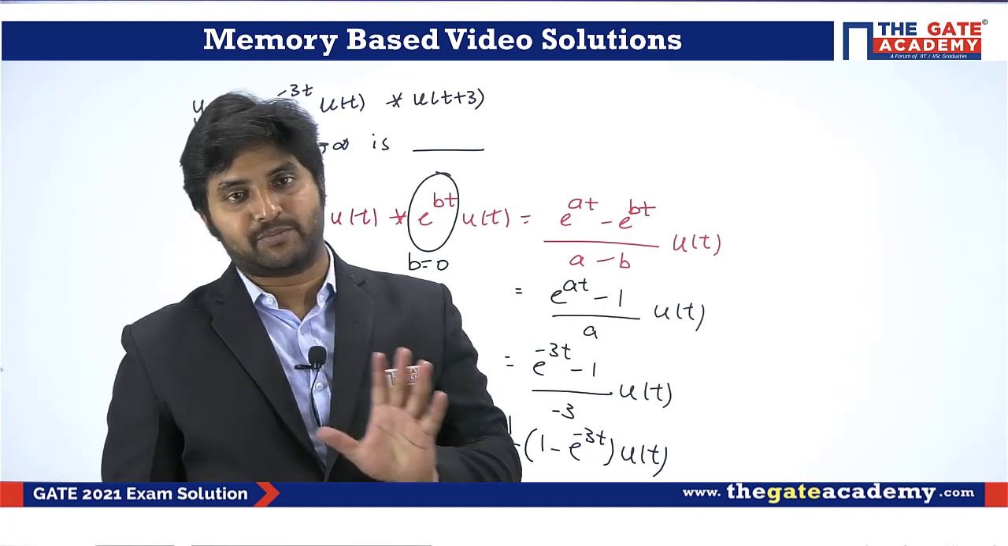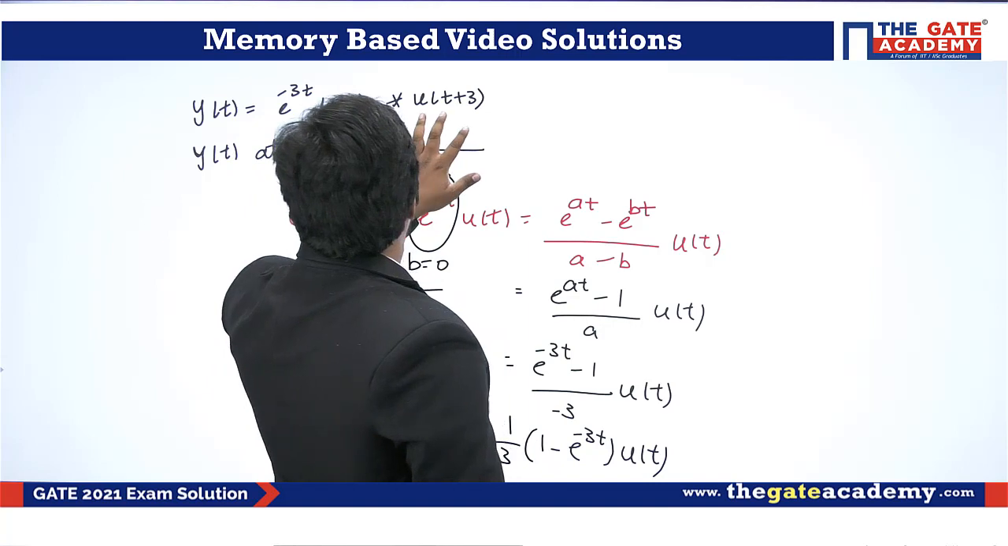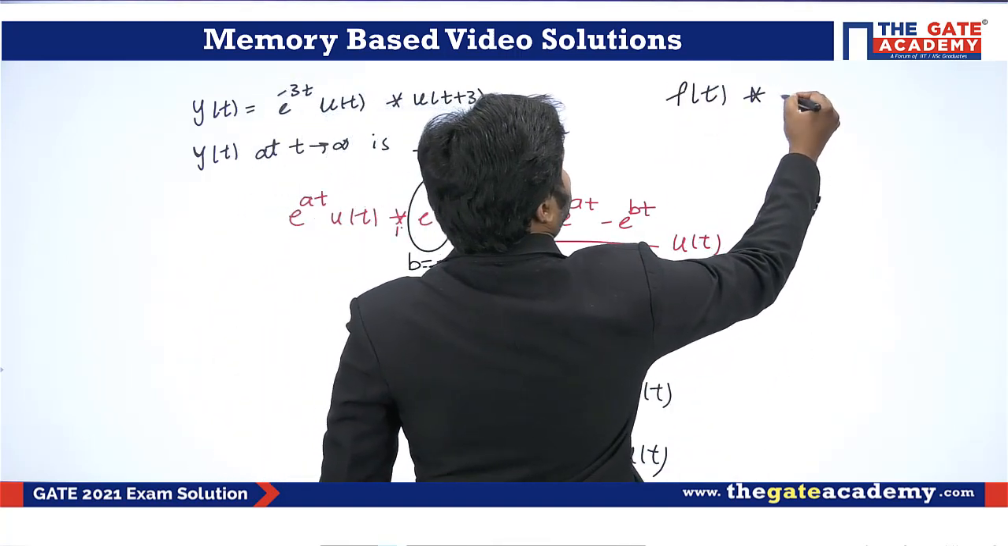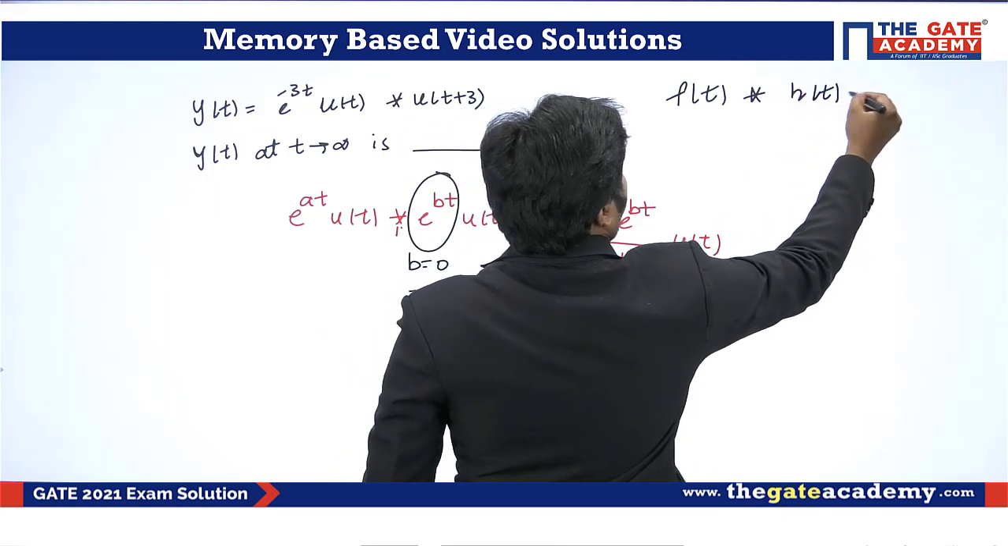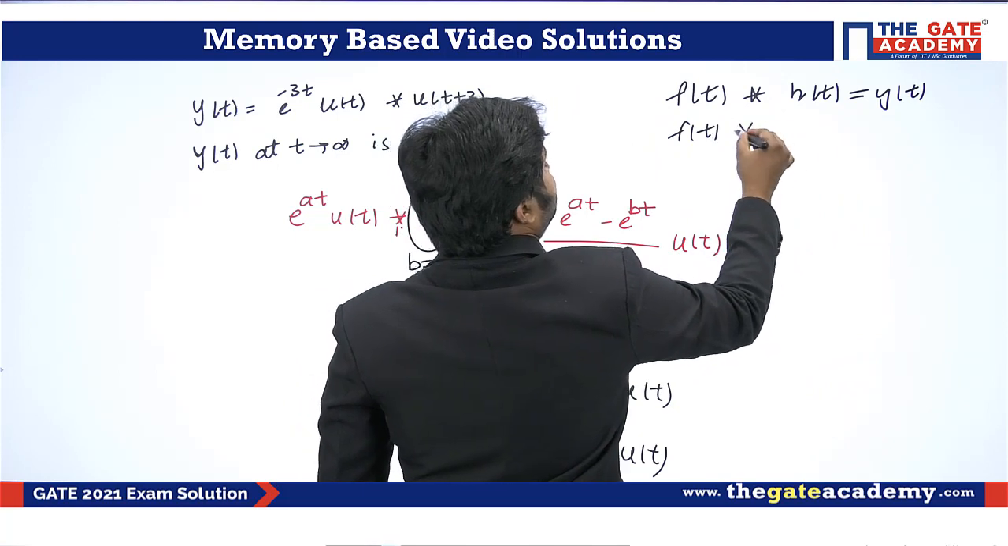You use the time shifting property. Every time you are convolving, if f of t convolved with h of t is equal to y of t, then f of t convolved with h of t plus 3 is going to be what?